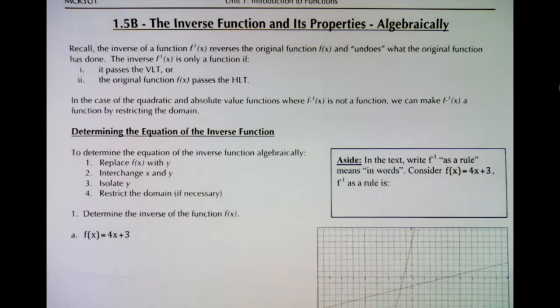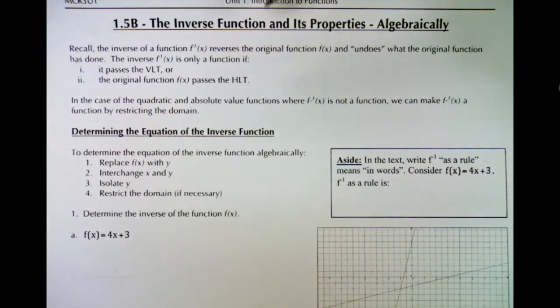Okay, this is lesson 1.5b, the inverse function and its properties, but this time instead of graphically, we're looking algebraically. I need you to recall first that the notation for an inverse function is f to the exponent -1. That means f inverse of x. And f inverse of x reverses the original function so that it undoes what the original function has done.